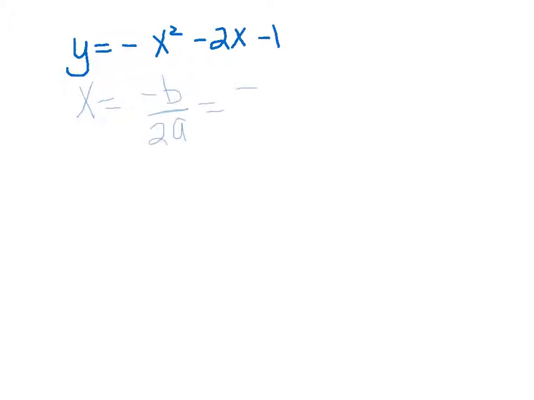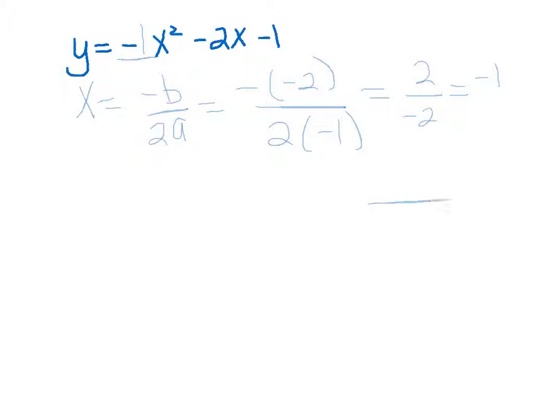For this one, it would be the negative of negative 2 over 2 times negative 1, because our a is this value. That would be positive 2 over negative 2, so negative 1. So our line of symmetry is at negative 1. To find our vertex, we plug that negative 1 back into the equation.